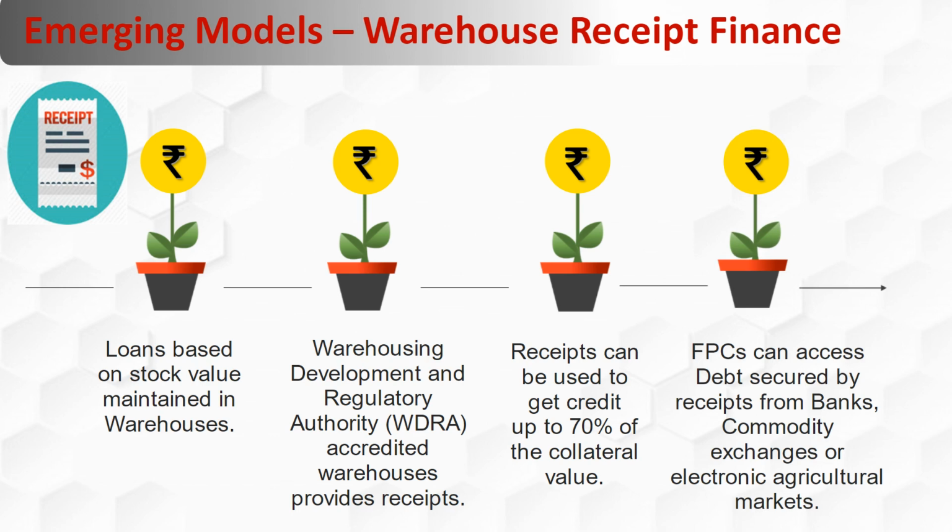FPOs can access debt secured by the receipts either from banks, commodity exchanges, or electronic agriculture markets. Once the produce stored in warehouse is bought by the buyer and paid to bank, the warehouse receipts are released. All the major commercial banks, both public and private, provide loans against warehouse receipts. Okay, I understand warehouse receipt finance. These are loans advanced against the warehouse receipt issued against stock maintained.